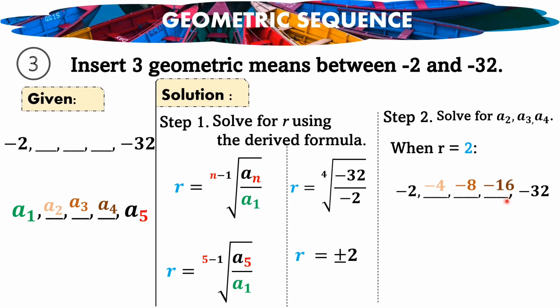Okay, when r is negative 2, again multiply the first term and the r. So that is positive 4, and then multiply again. 4 times negative 2 is negative 8. Negative 8 times negative 2 is positive 16. Okay, so these are the possible sets of geometric means if r is positive and negative 2.